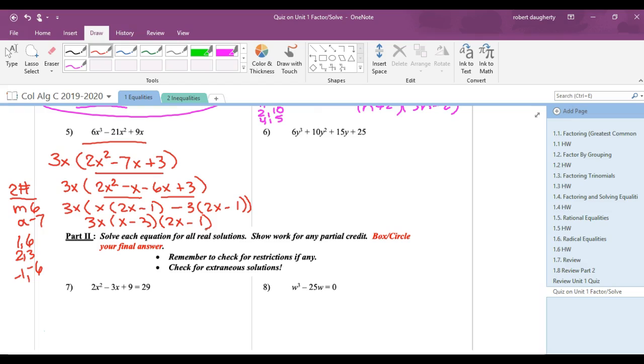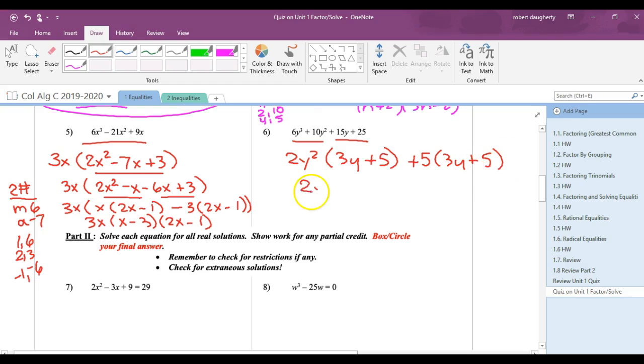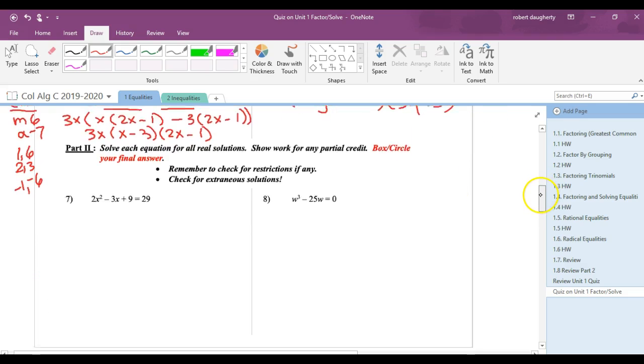The next one, 4 terms. The only thing I know is factor by grouping. Look at the first 2 terms. What do they have in common? It looks like 2y squared. And I'm left with 3y plus 5. Look at the next 2 terms. Looks like they have a 5 in common, 3y plus 5. And this final answer is 2y squared plus 5, 3y plus 5, and we're done. So that's all the factoring.